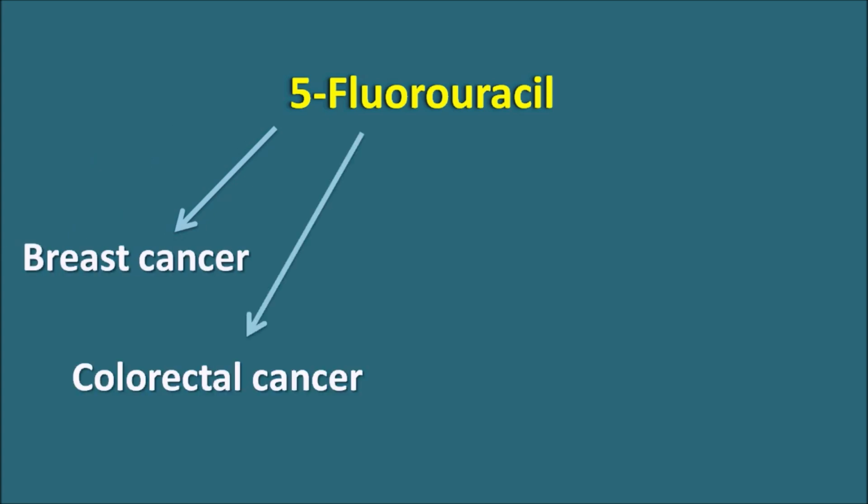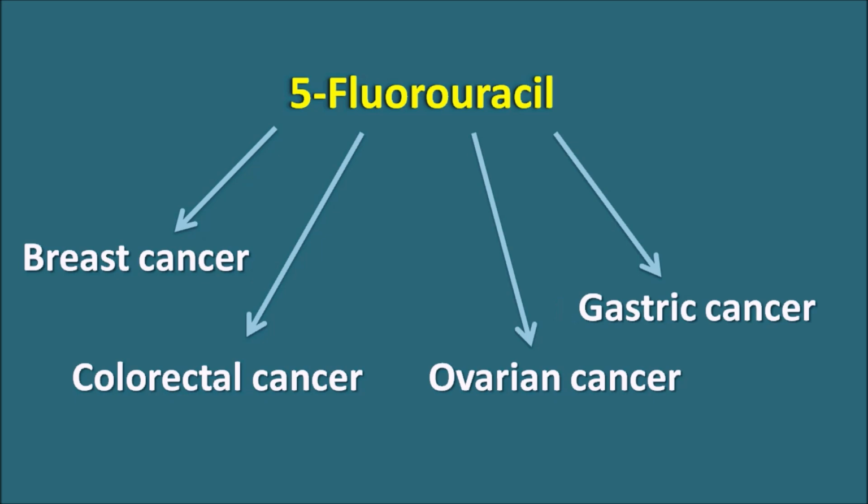Hi everyone. Today in this video we are going to discuss 5-fluorouracil: what is the mechanism, side effects and uses of 5-fluorouracil. 5-fluorouracil is one of the anti-metabolites which is useful in the treatment of various types of cancers. Particularly it is useful in slow growing cancers such as breast cancer, colorectal cancer, ovarian cancer and gastric cancer.